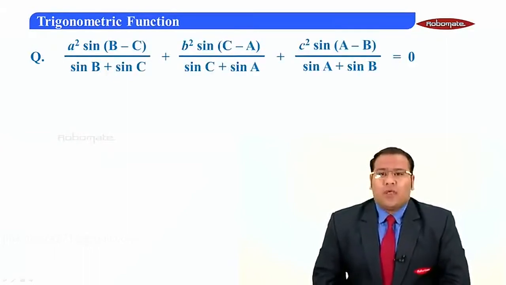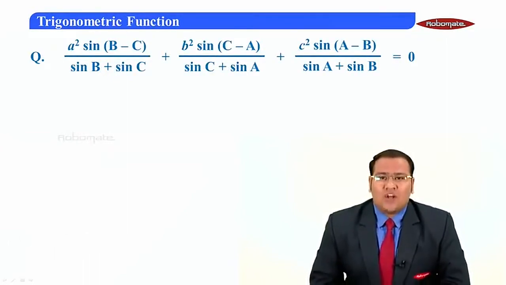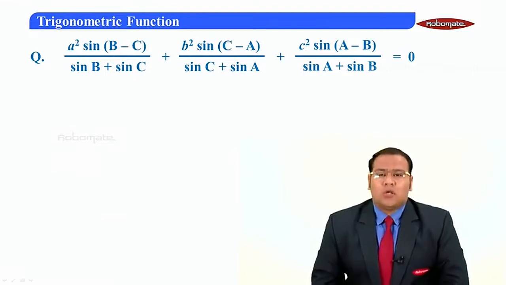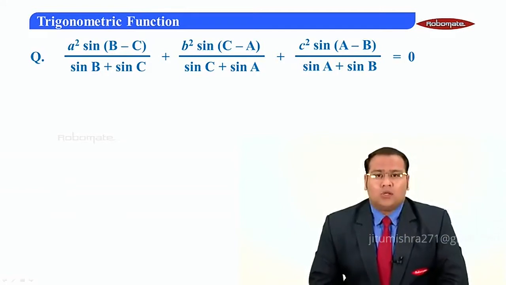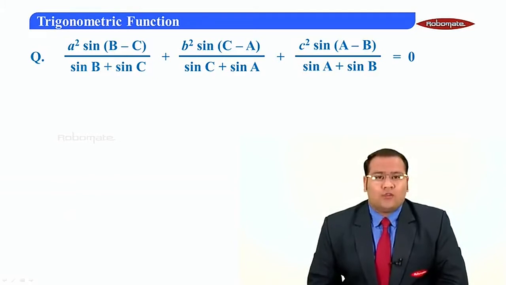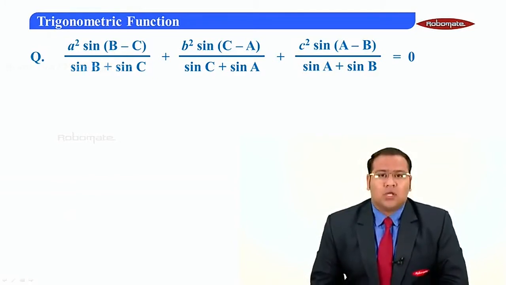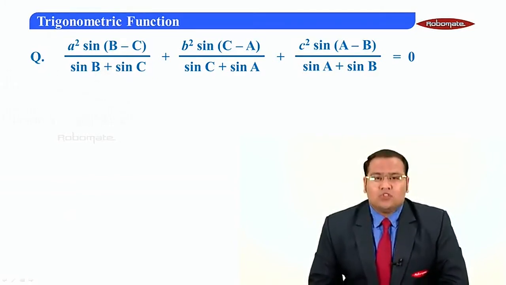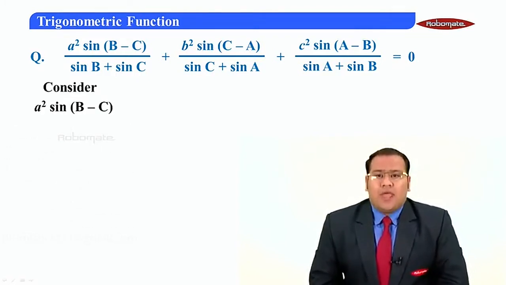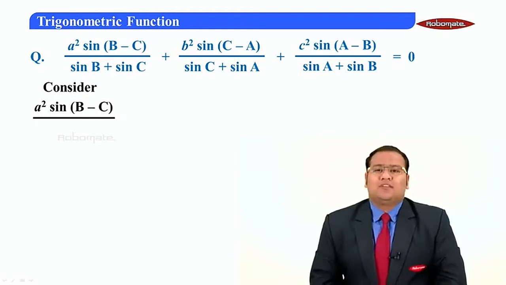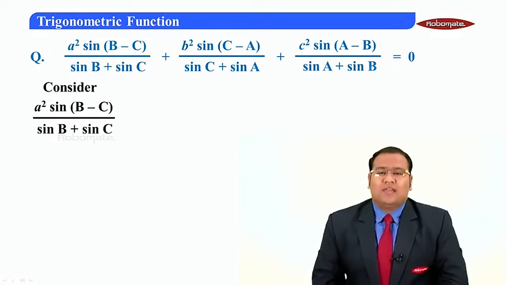The problem states: a square into sine of b minus c upon sine b plus sine c, plus b square into sine of c minus a upon sine c plus sine a, plus c square into sine of a minus b upon sine a plus sine b, should be equal to 0. Considering a square into sine of b minus c upon sine b plus sine c.